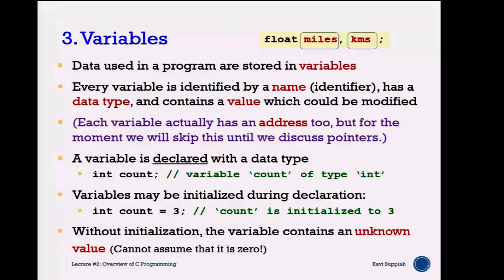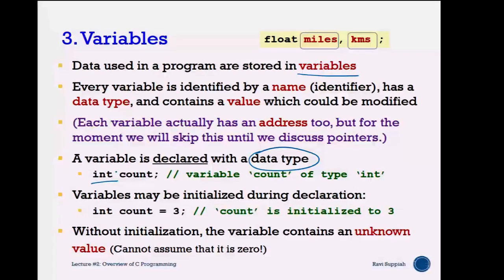The two variables that we saw are miles and kilometer, and these are what we call variables. When you declare a variable, you must have a type and a name. A variable must have a data type, and must have a name.